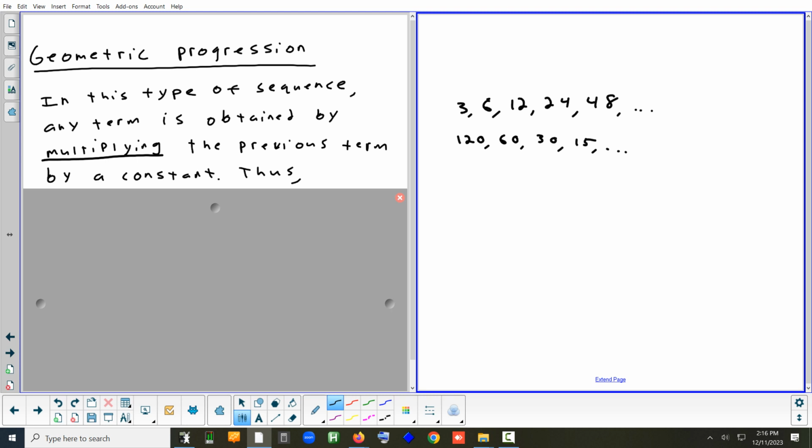Well, what's 6 divided by 3? 2. And 12 divided by 6? 2. 24 divided by 12? 2. It's 2. If you take any term and divide by the one that came before it, that'll tell you what you're multiplying by each time. That's how you can figure it out. 30 divided by 60, 1/2.